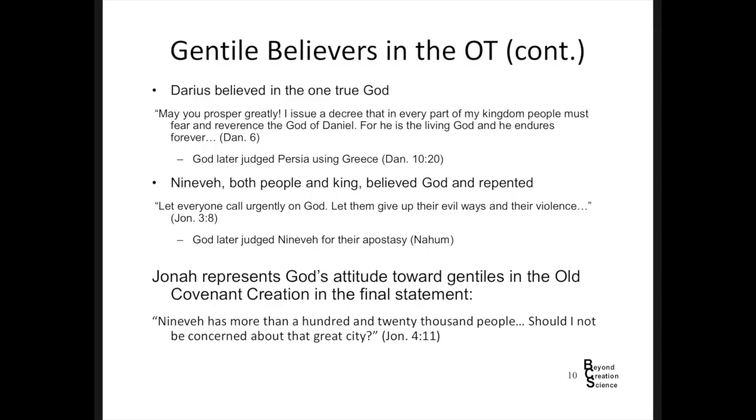And I think the story of Jonah is instructive, because what it shows is that God cared for Gentiles. There is no Zionism in this book. That's what the story of Jonah is telling us. Jonah is being corrected by God. What does God say in response to Jonah? He says at the very end, the very conclusion of Jonah, Nineveh has more than 120,000 people. "Should I not be concerned about that great city?" And of course, Nineveh was later judged. That's what the book of Nahum is all about.